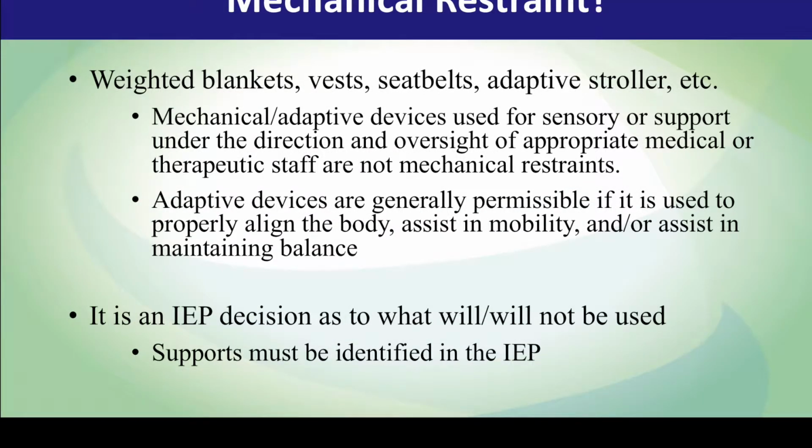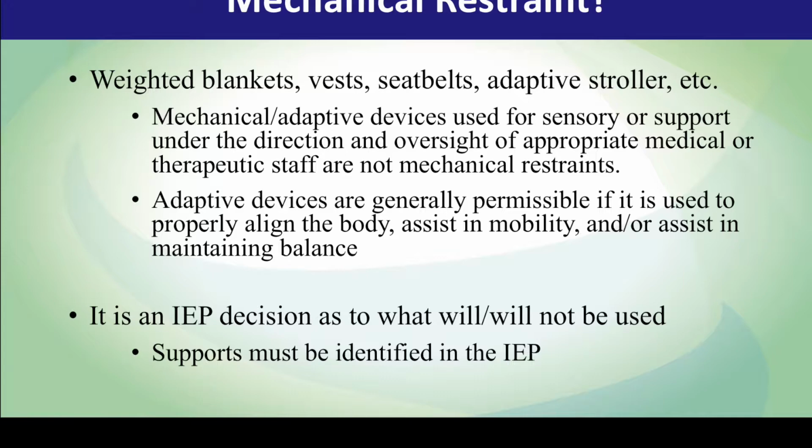Mechanical restraints, weighted blankets, vests, seatbelts, adaptive strollers, and wheelchairs, etc. can be used for sensory or physical supports. These supports should be under supervision or direction of appropriate school staff, such as the school nurse, occupational or physical therapists, and used for their design purposes, and must be written into the IEP. The IEP determines what will be used.